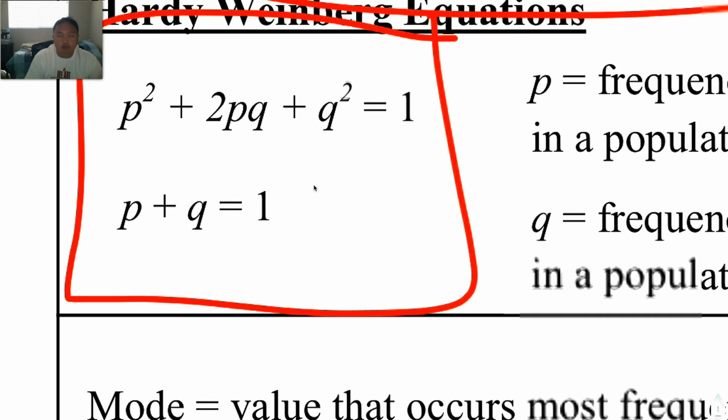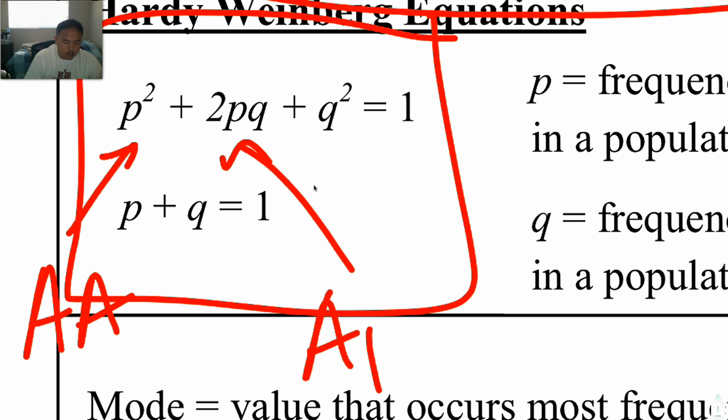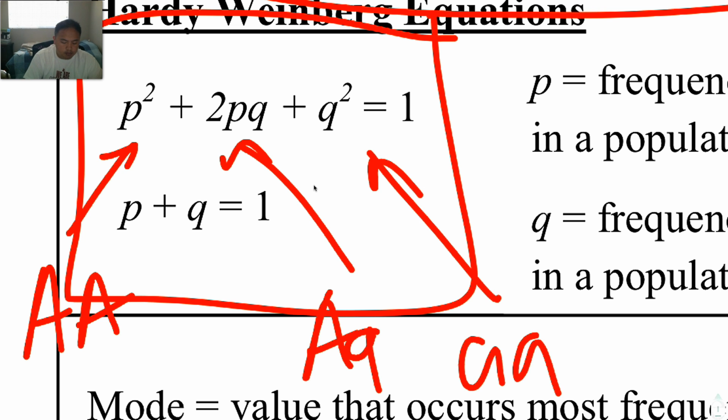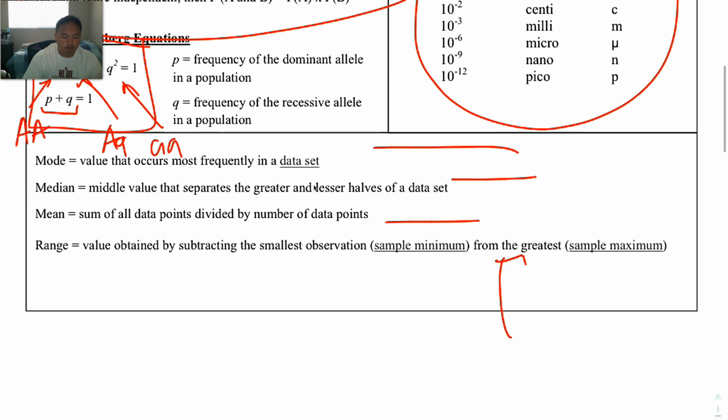And some of you may be wondering, how come there are 2 formulas? Remember, P squared represents the double dominant, 2PQ represents the heterozygous, and Q squared represents the double recessive. So that's what that means. And P and Q represent just the frequency, P meaning dominant, Q meaning recessive. Mean, median, mode, you should all know that, and you should also know the range. Range is the biggest minus the smallest. Like how wide is that range? You should all know that from math.